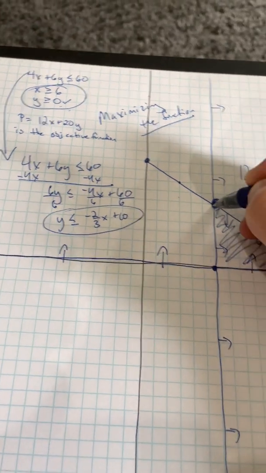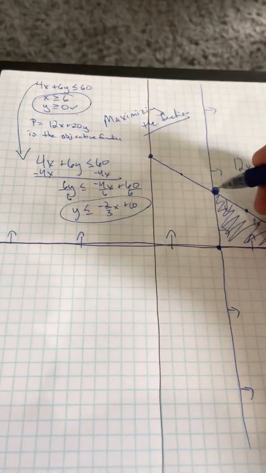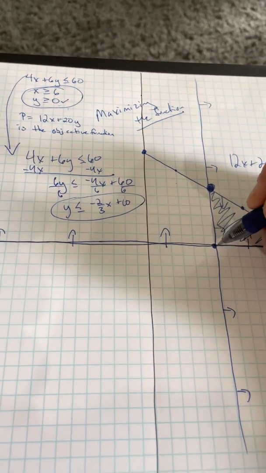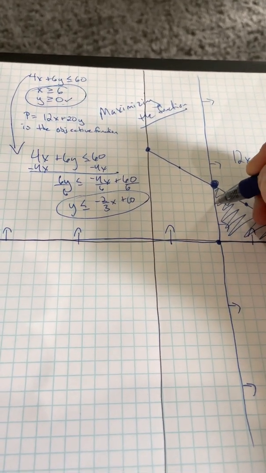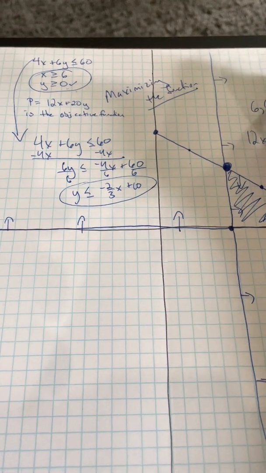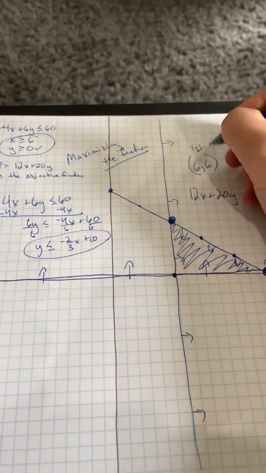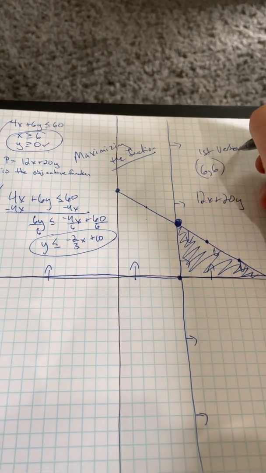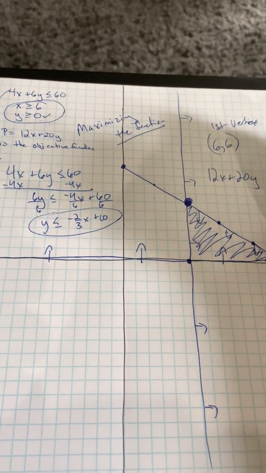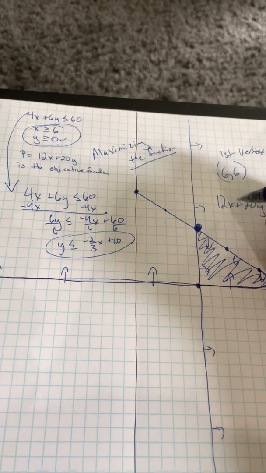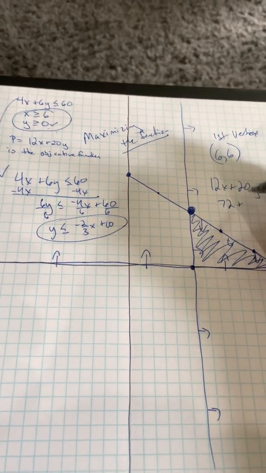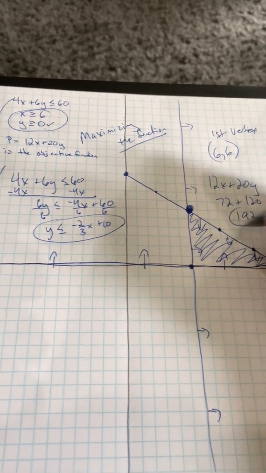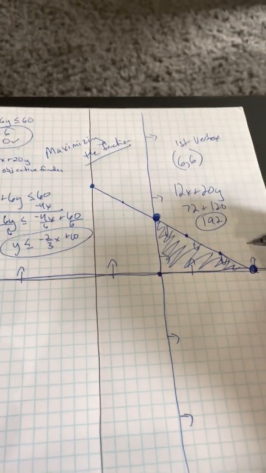Well, this point right here is our first of two vertices, and that point is 1, 2, 3, 4, 5, 6, and 1, 2, 3, 4, 5, 6. So it's (6, 6), which is our first vertex. Okay. Let's plug it in and see what we get. So 12 times 6 is 72, and 20 times 6 is 120. So our answer there is 192. It's a pretty big number. That's probably going to be our answer.